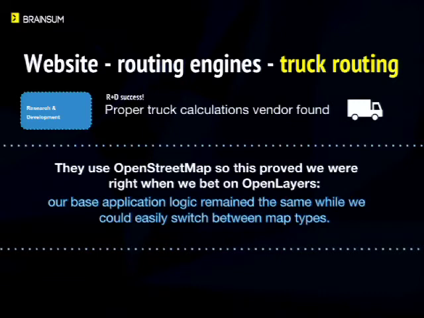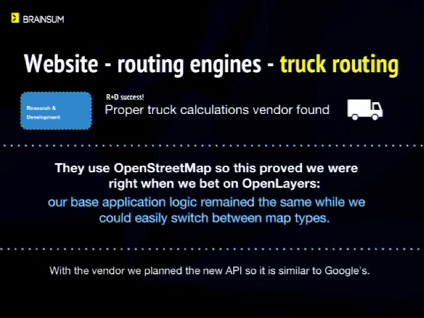And then also, as I said, with the power of OpenLayers, our application logic remains the same while we could easily switch between the two map providers, because the SafePort truck navigation uses OpenStreetMap, and Google, of course, uses Google Maps. So this is how we solved this.